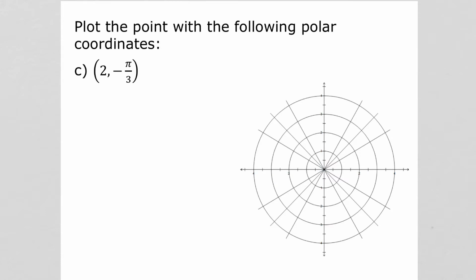For this point, the radius is 2. Theta is -pi over 3. So -pi over 3, we know where that is. It's down here. And we just need to go to +2. So we're just going out the radius on the angle -pi over 3.